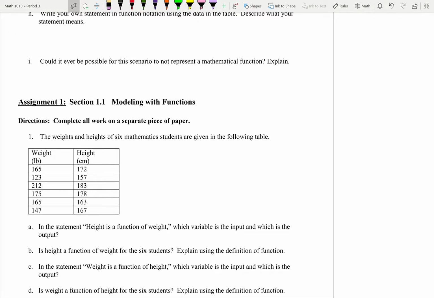Last question. You guys are going to write your own sentence. I'm going to call on someone. Okay. Could it ever be possible for this not to be a function? We kind of already did that, right? Explain. Go ahead. A full sentence, a capital, a subject, a verb, a period, maybe more than one of them, okay? But it has to be a full sentence. Go ahead. Sorry, I'm going to call on someone because you guys aren't really offering up.